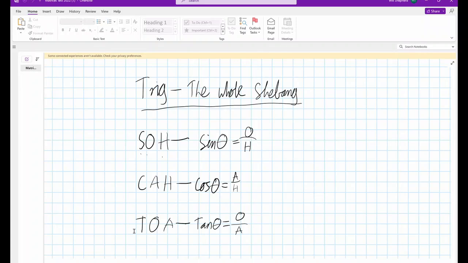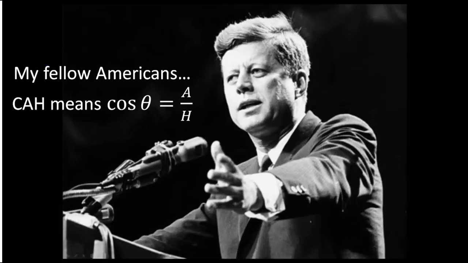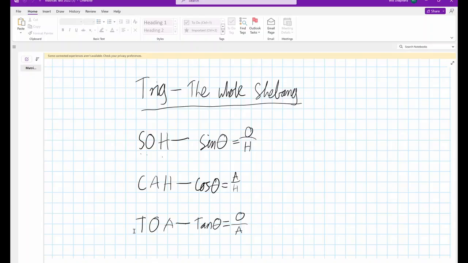And so I like to remember the trig saying as SOH CAH TOA. But what does that actually mean? Well, S for sine: sine theta is equal to opposite over hypotenuse. C for cos, CAH, which is JFK's favorite trigonometric ratio, is going to be cos theta is equal to adjacent over hypotenuse. And then finally we've got TOA, which is tan theta is equal to opposite over adjacent.